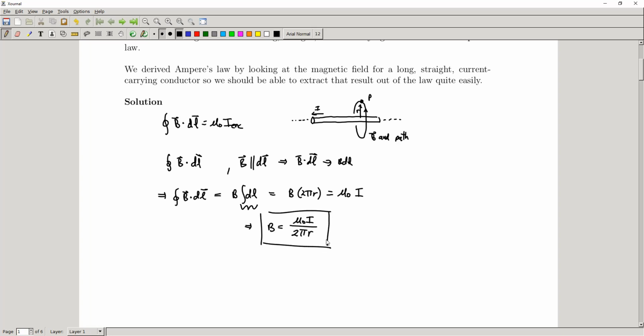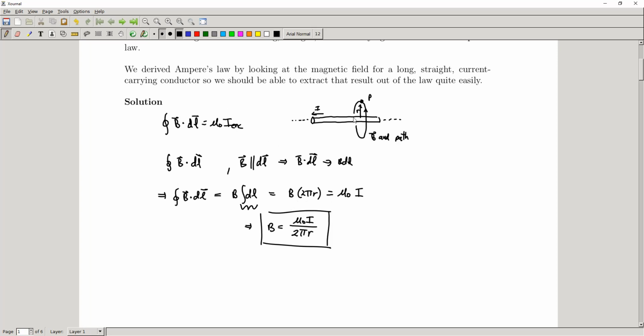And that is the magnetic field outside of a very long, very straight current-carrying conductor, right? This is the result that we found before using Biot-Savart, but it's also the result that we used to motivate our discussion of Ampere's law. So it's not a big surprise that we're able to pull that result back out, right? But at least it's a good confirmation that we can do that, so we know we're on the right track, and we can see how it works going in this direction.